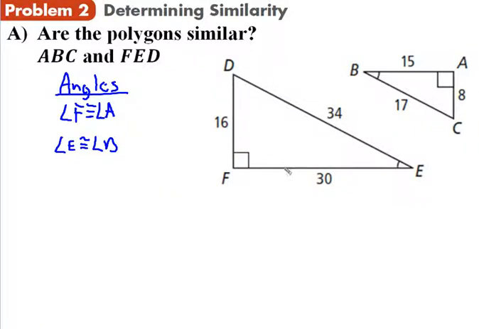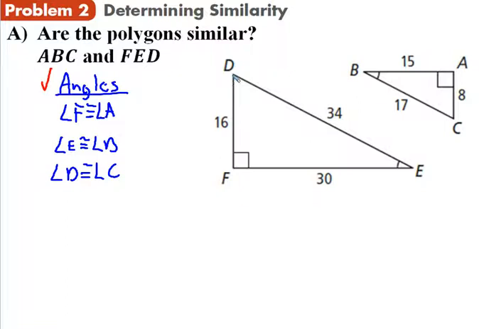And then last thing, anytime we have two triangles with two angles congruent, we know that third angle will be congruent as well. That's our third angle theorem. So we could say that angle D is congruent to angle C. All right, so the angles work. Corresponding angles are congruent. The other part is we need to check and see if the corresponding sides are proportional.